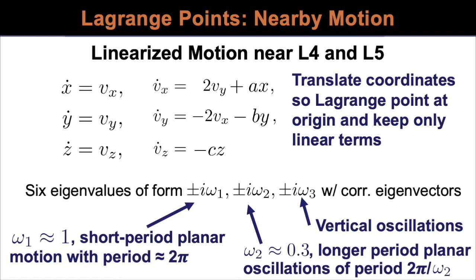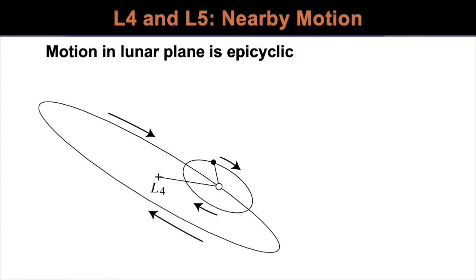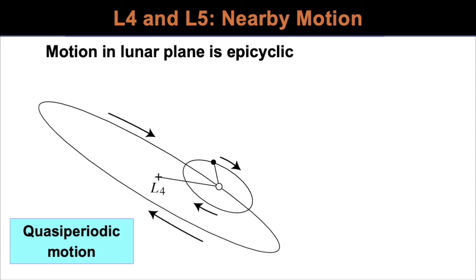If we just look in the moon's orbital plane, just start there, the motion around L4 is epicyclic. So that means you've got motion on cycles upon cycles. In this case, ellipses upon ellipses. And this gives rise to quasi-periodic motion. So if you started a little bit perturbed from, say, L4, the general type of motion will look something like this.